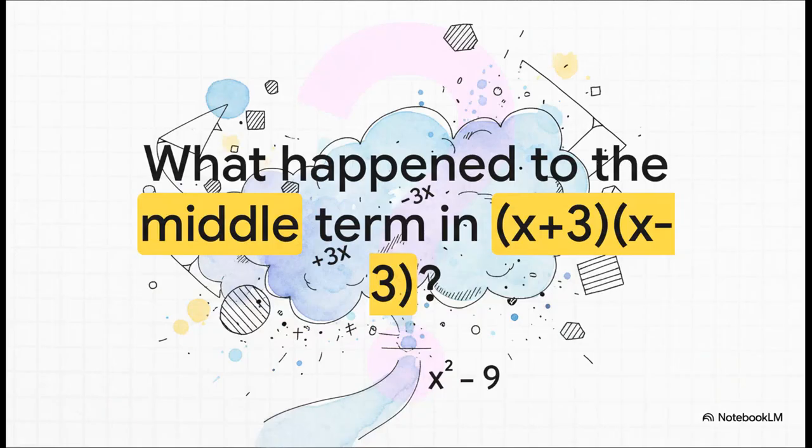Okay, so think about this for a second. Normally, when you use the FOIL method to multiply two things like this, you get three terms, right? But with x plus 3 times x minus 3, something weird happens. Poof, that middle term just vanishes, leaving you with x squared minus 9. So where did it go? Well, that's the mystery we're about to solve.